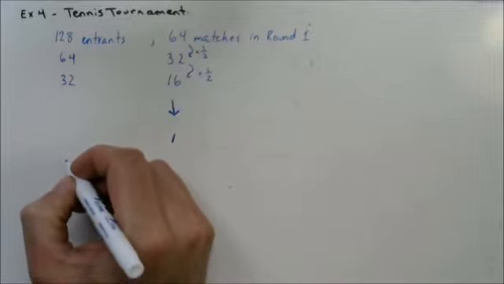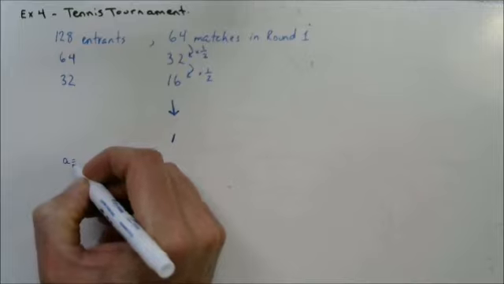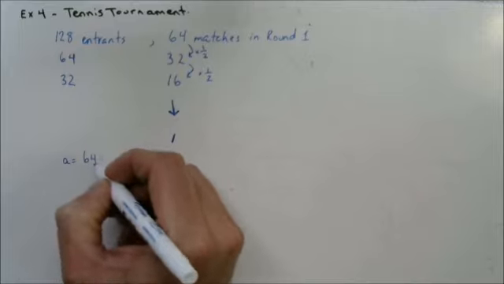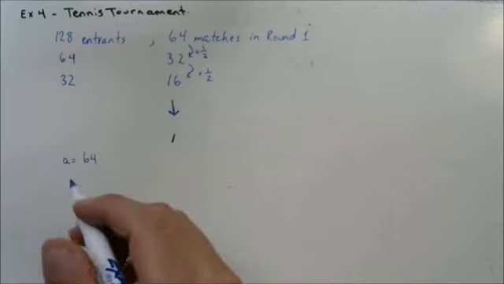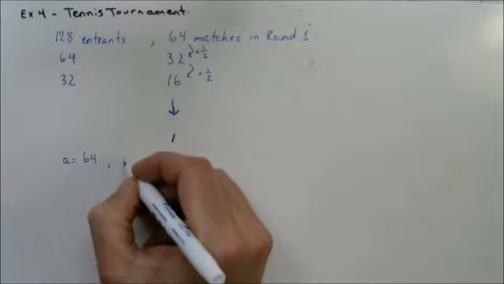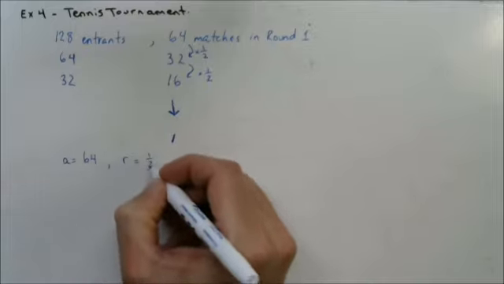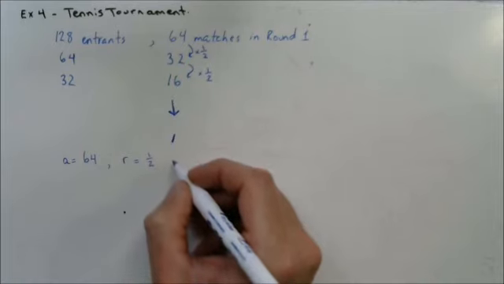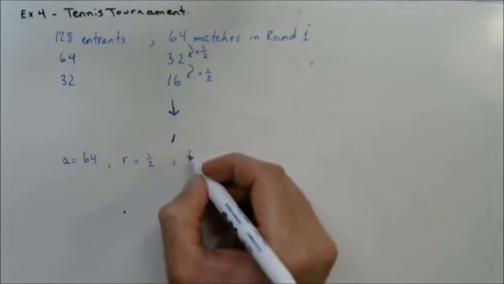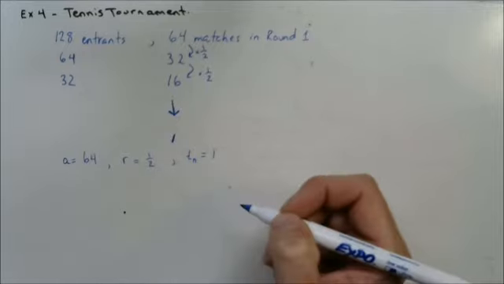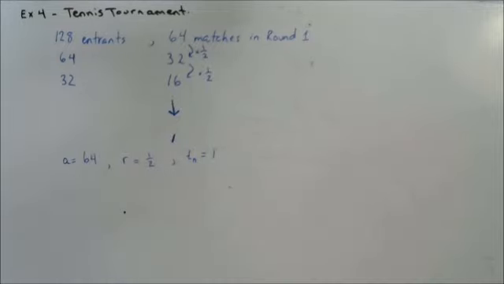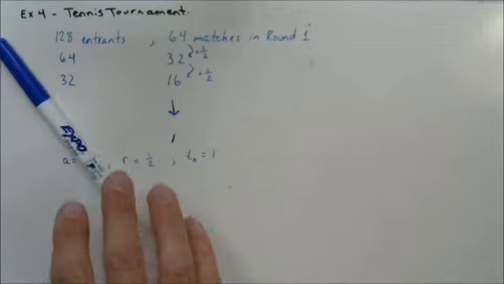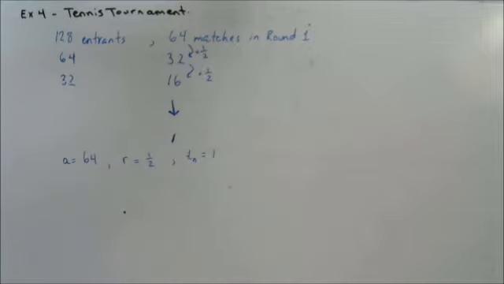We have an initial value of 64 because there are 64 matches in round 1. We have a common ratio of 1/2 because half of the players are eliminated. We're going to divide by 2 each time. And we have a final term of 1. So we cannot go directly into our sum of terms formula because we do not know how many rounds there are. We don't know the value of n.